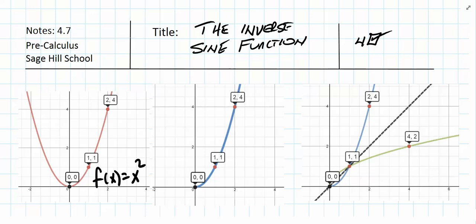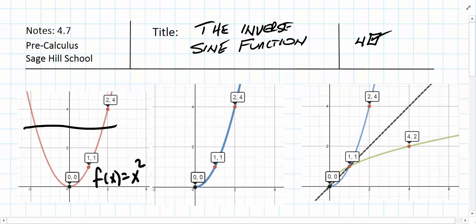Question for you though. Does it pass the horizontal line test? Oh, look at you guys. You must have had a great pre-calculus teacher. No? Okay. So it's not one-to-one, right? Which means that it doesn't have an inverse. The inverse does not exist. So the inverse function we cannot talk about.